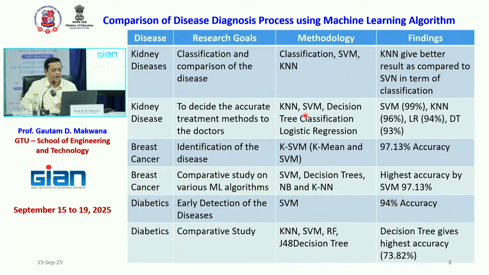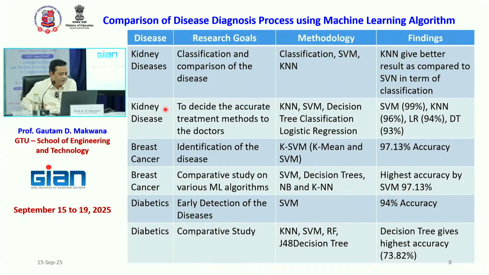Now, these are some examples where we can compare various disease diagnosis processes using machine learning algorithms. This is the disease, the research goal, the methodology, and the findings. Here it is kidney disease. The goal is classification and comparison of the disease, and the methodology used SVM and KNN. KNN gave a better result compared to SVM in terms of classification.